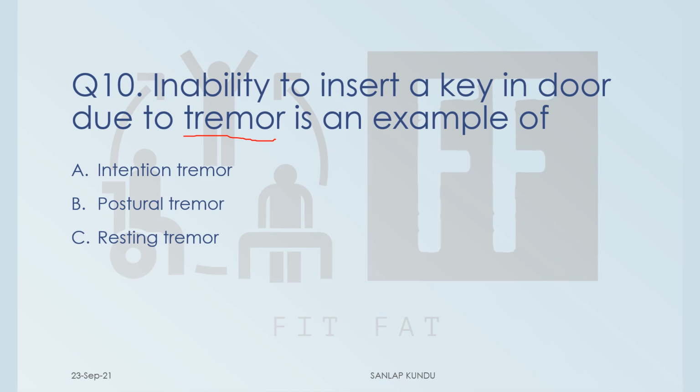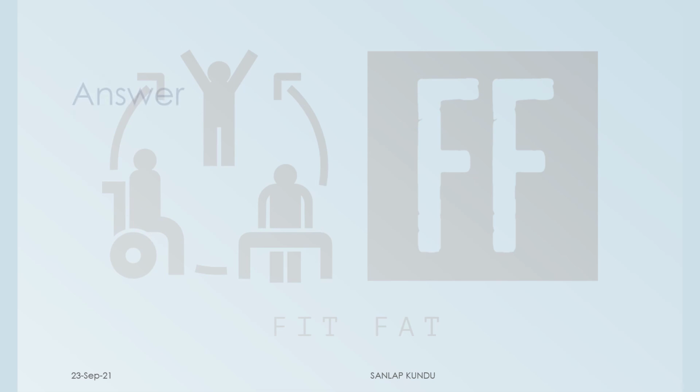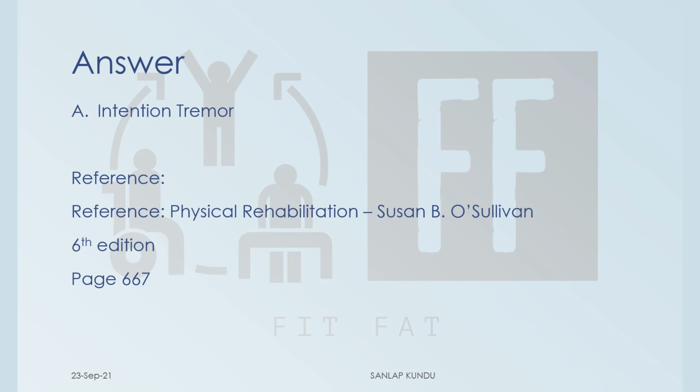Option C, resting tremor. That is, the tremor occurs when the patient is at rest. Option D, none of the above. Okay, so we already know the answer, and it is option A, that is intention tremor. To know more details, you can follow the rehabilitation book by Susan O'Sullivan, page 667.